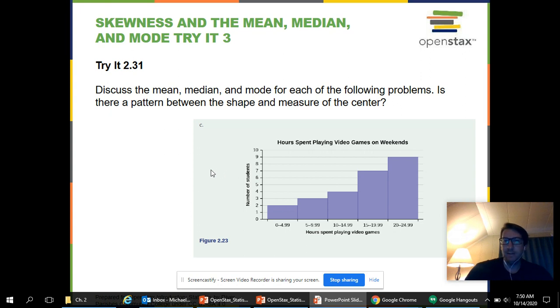Then our final one is definitely skewed to the left because it has a bunch of extra data out here on the left-hand side. The mode would be 20 to 24.99. The median would be somewhere here in the middle of our data, but then the average is going to be dragged down a lot because of these over here, so the average would be the lowest amongst all of those.